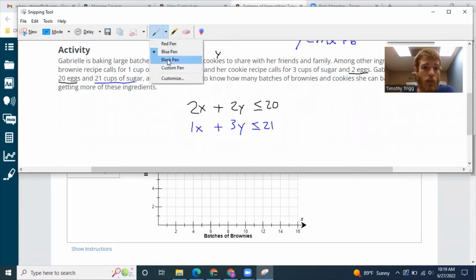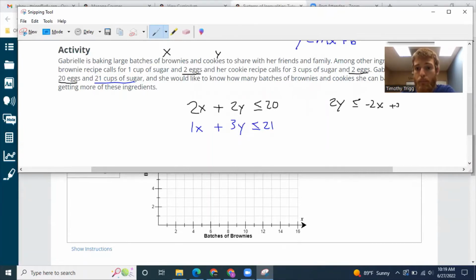I'm going to do the first inequality here, and I would subtract 2x from both sides, so that'll give me 2y is less than or equal to negative 2x plus 20. Then divide both sides by 2 to get y by itself. In this case, I would not flip the inequality because I'm dividing by a positive. Only if you divide by a negative, then you'd flip your inequality. So this is negative 1x, or you can think of it as negative 1 over 1, so you go down 1 over 1, right? And then plus 10. So our y-intercept is 10 there.